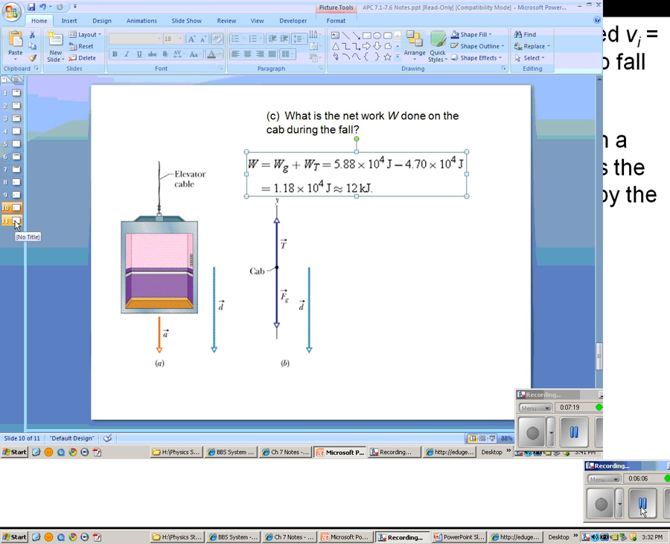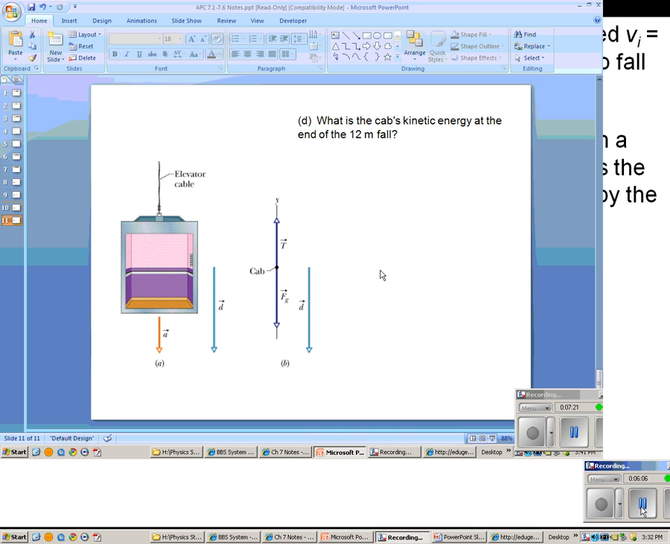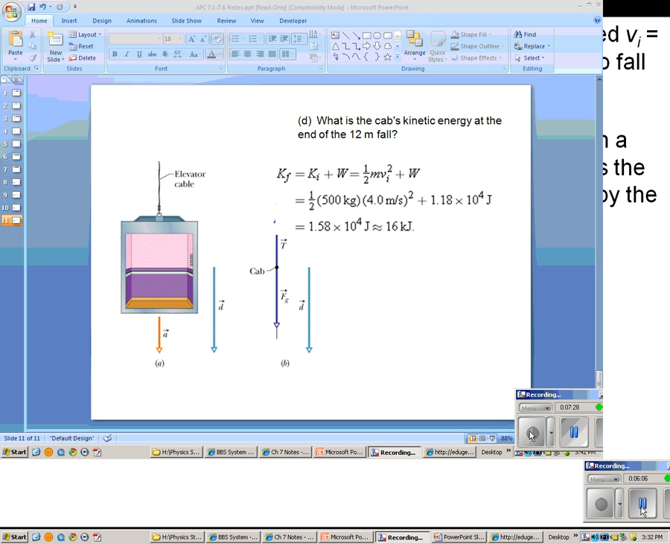And then our last part of the question is part D. What is the cab's kinetic energy at the end of the 12-meter fall? So pause the video and come up with that answer, please. So in this case here, we use the kinetic energy theorem, which says that kinetic energy final minus kinetic energy initial equals work done. And if you add the kinetic energy initial over to the other side, you end up with kinetic energy final equals kinetic energy initial plus work. So you go ahead and solve that, and you end up with 16 kilojoules total.